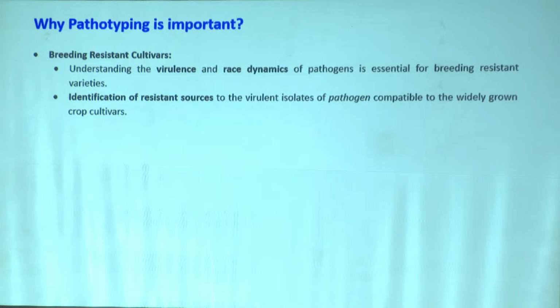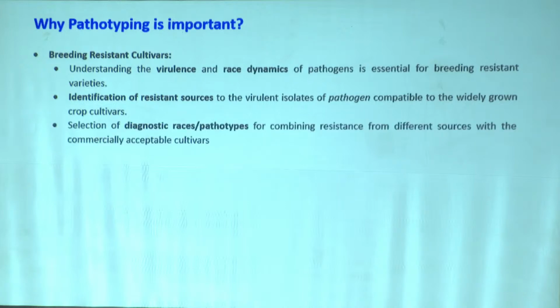Once we understand the virulence or race profiling, we end up with pathogen categorization. We categorize the pathogen based on the race profiling as highly virulent, least virulent, or medium; we can have different categories. It helps to identify the virulent isolates, and with the help of that, we can go on to identify the resistant sources.